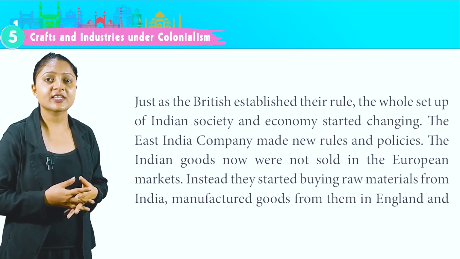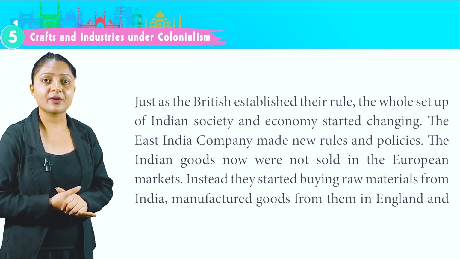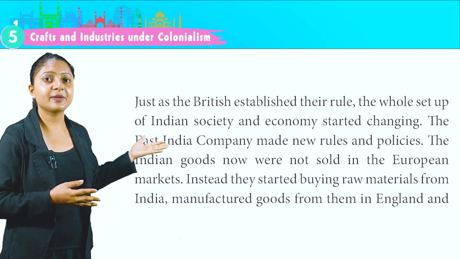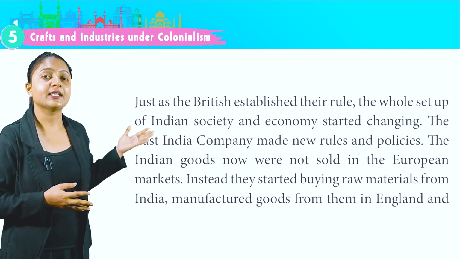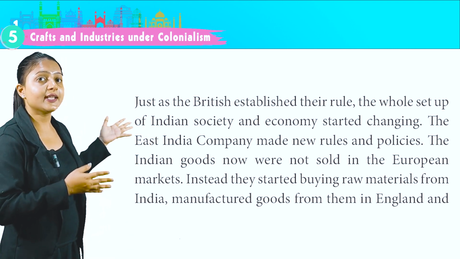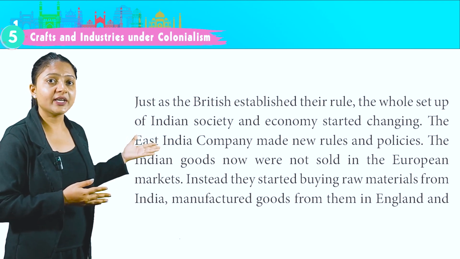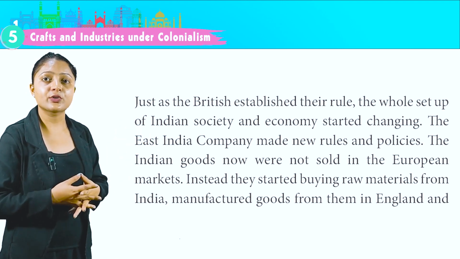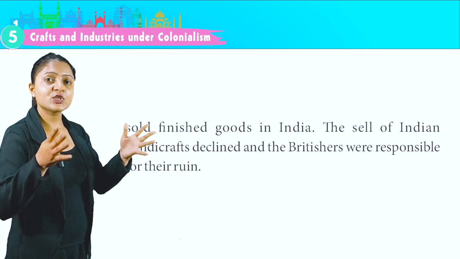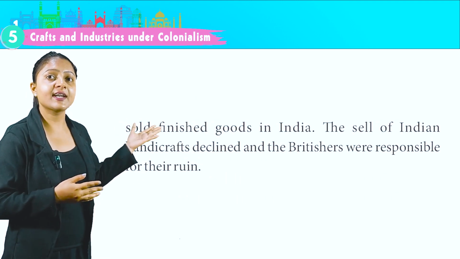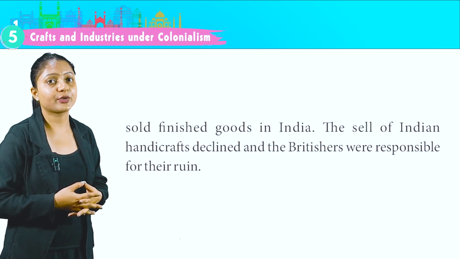Just as the British established their rule, the whole setup of Indian society and economy started changing. The East India Company made new rules and policies. The Indian goods now were not sold in the European markets. Instead, they started buying raw materials from India, manufacturing goods from them in England, and selling finished goods in India. The sale of Indian handicrafts declined and the Britishers were responsible for their ruin.